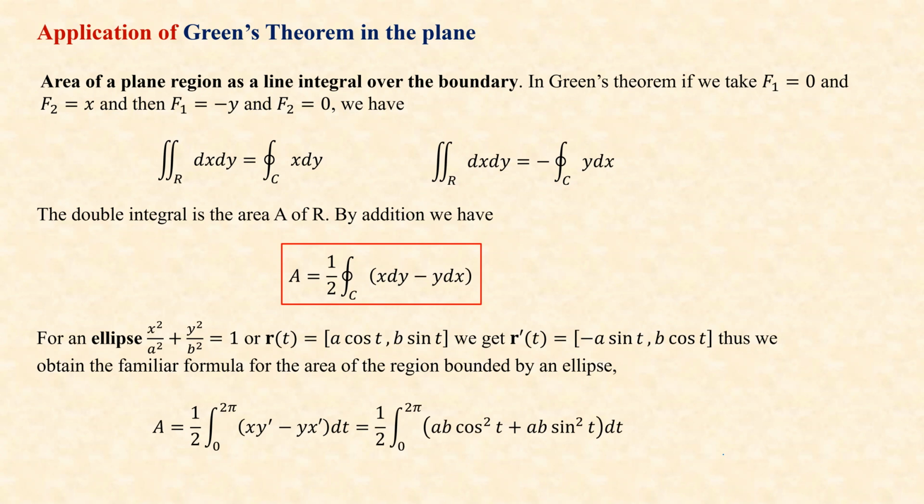So if you do x y prime, this is x, this is y prime, this is y, this is x prime. If you do that, you get that. AB can be factored out, cosine squared plus sine squared is 1. So you get 2 pi times 1/2 AB, so it becomes pi AB. That is the area of the ellipse, as you know from before.